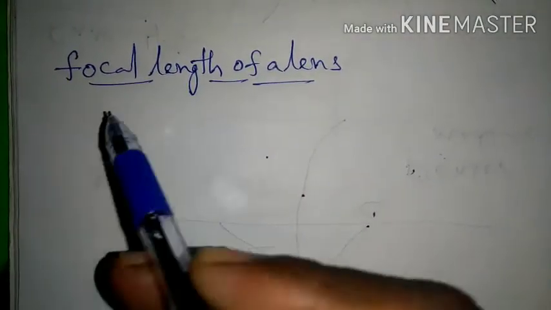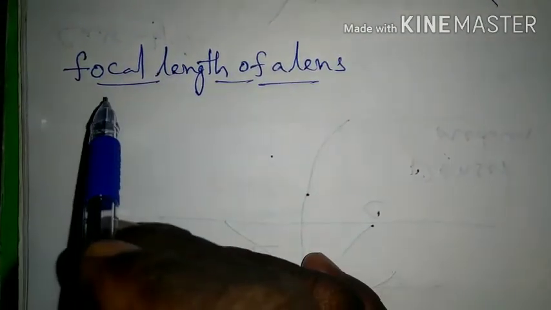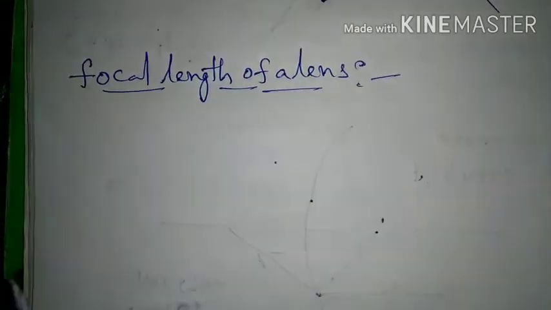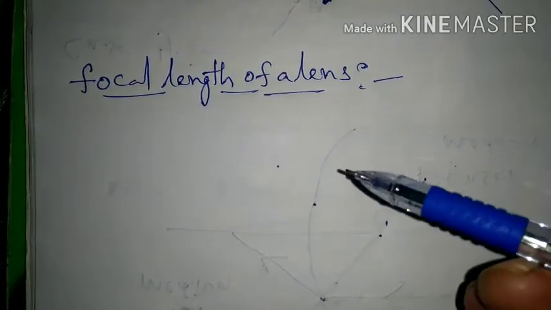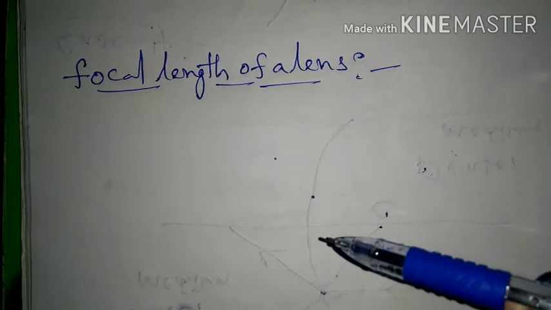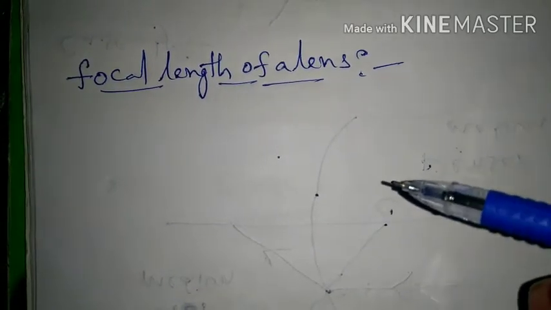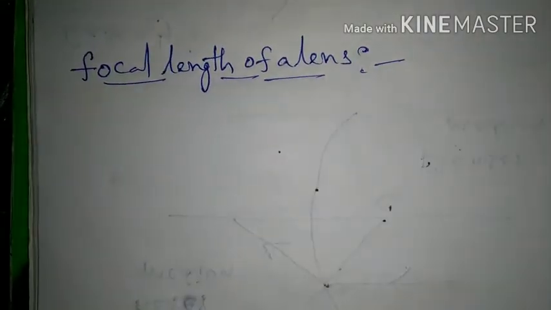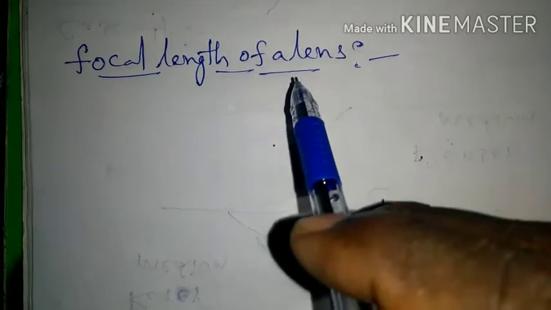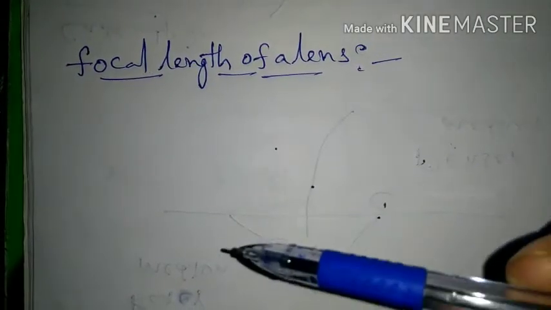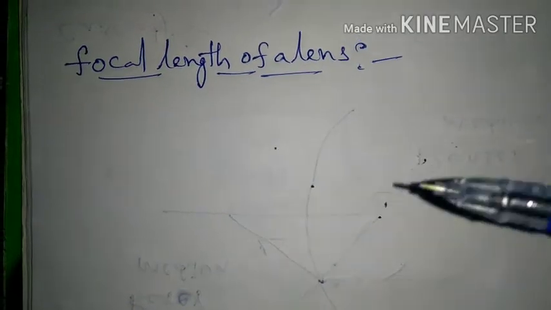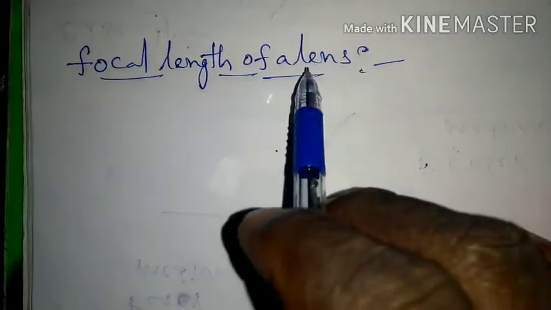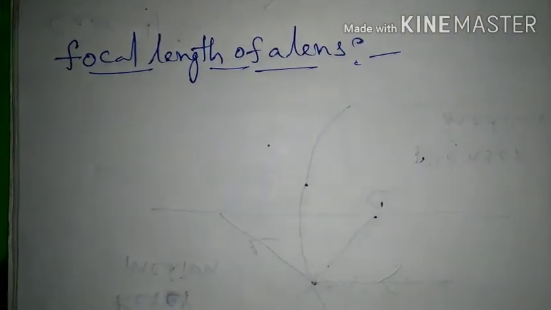Next definition: define focal length of lens. The distance between optic center and focus of the lens is known as focal length of the lens. Once again, repeat this definition. The distance between optic center and focus of the lens is known as focal length of the lens. This is the definition.